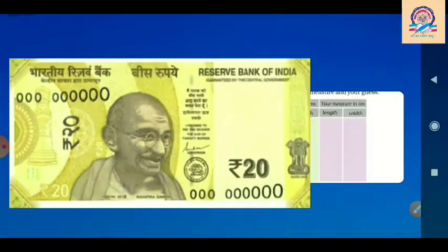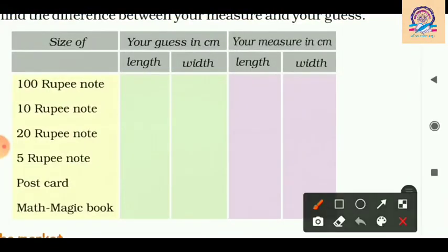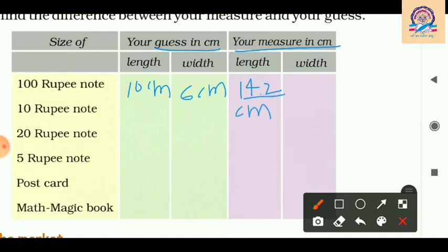Okay, now come to the textbook. So as I have measured the notes, and here we have a guess. So 100 rupee note, let me take any guess. Its length is 10 centimeter, okay, and the width is 6 centimeter. The actual measurement was, in length it was 14.2 centimeter and the width was 6.6 centimeter.